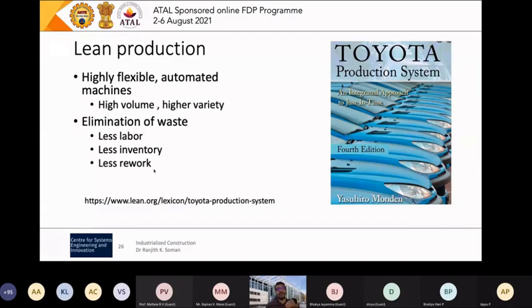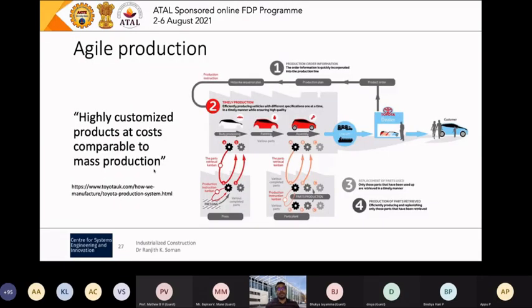As I stated again, we didn't get customizability. So that became a problem within manufacturing. That's where the idea of agile production came in. Here they combine lean production with customizability. So the customer can create a product order that goes into a production plan.